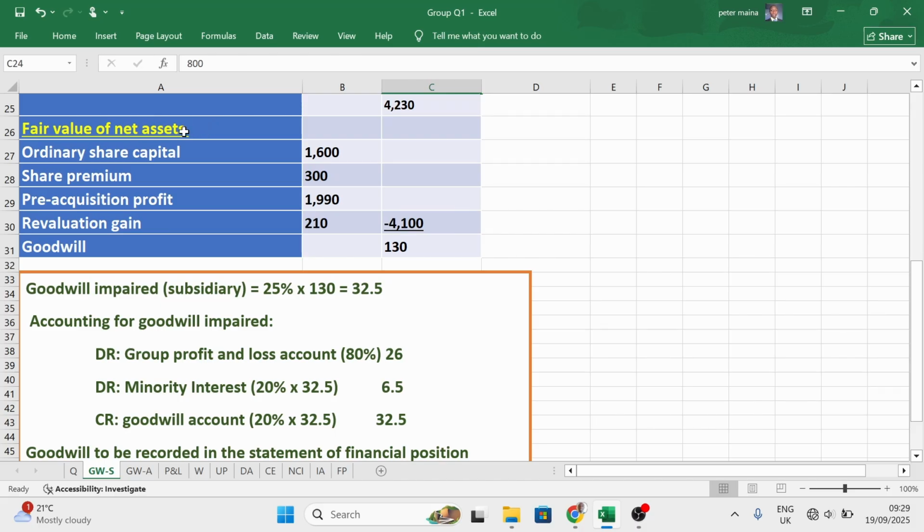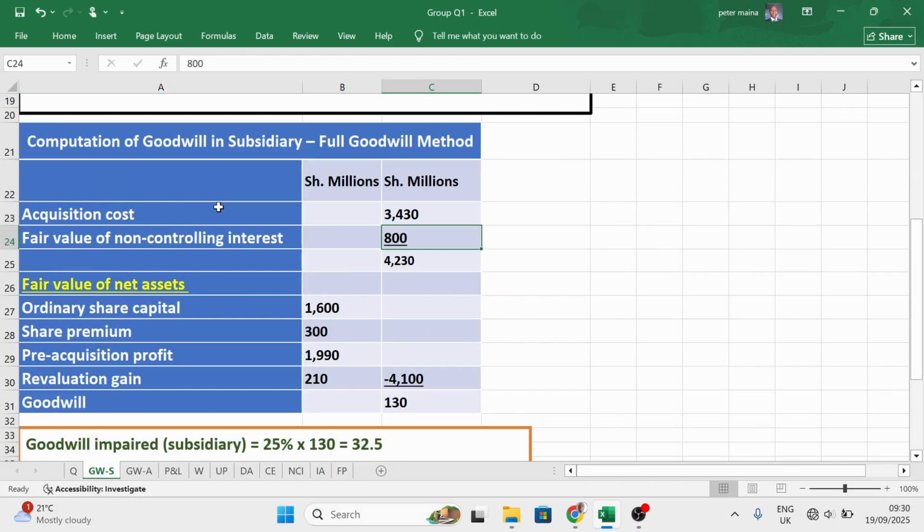So net assets, this is something that you understand from financial accounting. Net assets means total assets minus total liabilities. It is the same as capital. So in the consolidation process, we normally take equity items as the net assets because net assets is equal to the capital. So we go to the question and look for items classified under equity and reserves for the subsidiary.